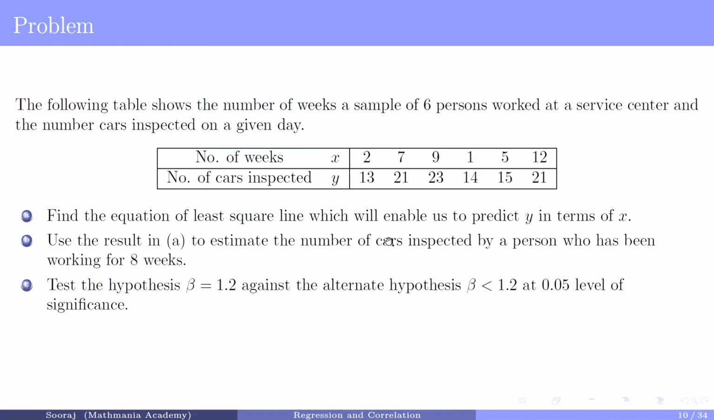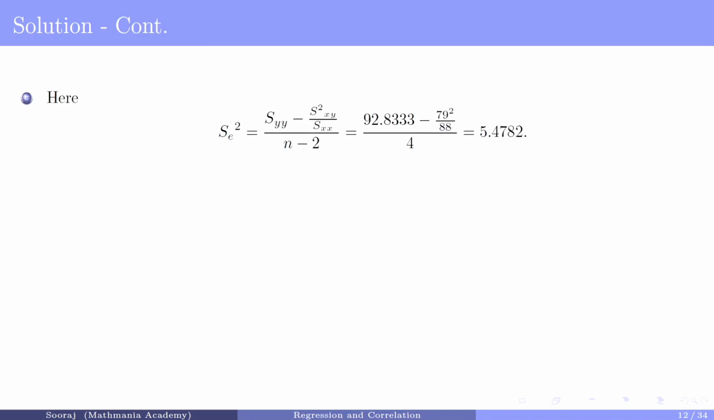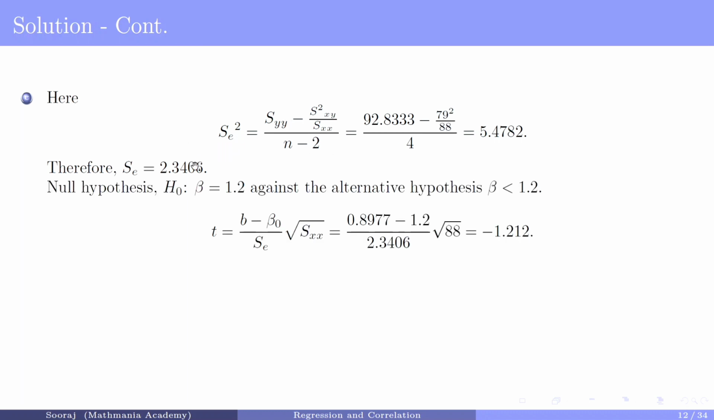The third part of the question tells us to test the hypothesis beta equals 1.2 against the alternate hypothesis beta smaller than 1.2 at 0.05 level of significance. And the fourth part of the question is to construct the confidence interval for the regression coefficient. So for SE, we just substitute the calculated values into it and we get this value. Next, SE square is there, from which we calculate SE.